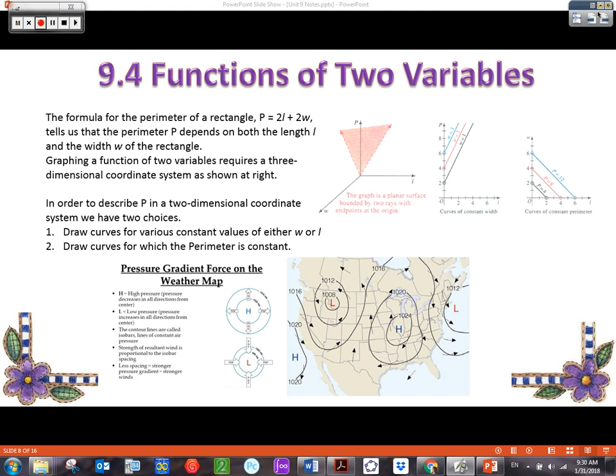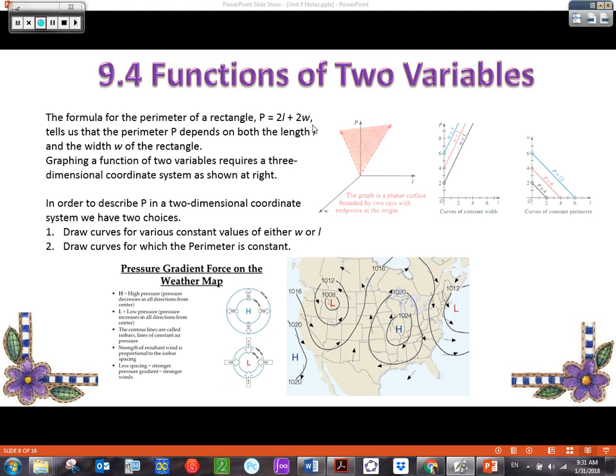So what we're doing is we're looking at more than one variable. So for functions of two variables, we would have something like this: the perimeter equals twice the length plus twice the width. I have two variables right here. We're not accustomed to graphing two variables, right? That's multivariable calculus. It has more than one variable, two or three variables.